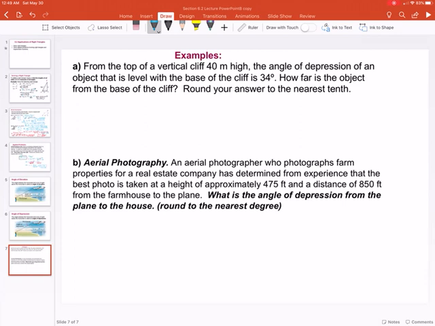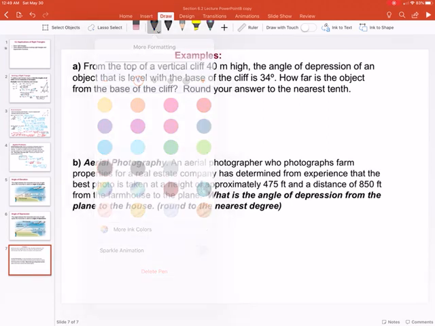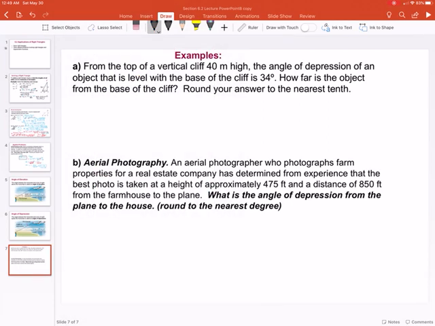So let's take that into an example. It says from the top of a vertical cliff 40 meters high, the angle of depression. So we're standing on the top of a vertical cliff. Angle of depression will be the horizontal from the top of that cliff down to the line of sight, whatever we're looking at. It says we're looking at an object that is level with the base of the cliff. And it said that angle of depression was 34 degrees. How far is the object from the base of the cliff, which is my unknown? Round your answer to the nearest tenth.